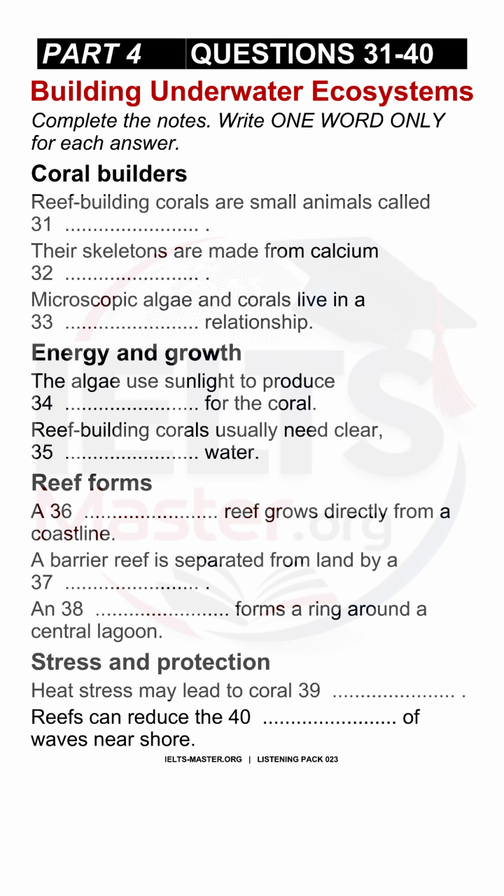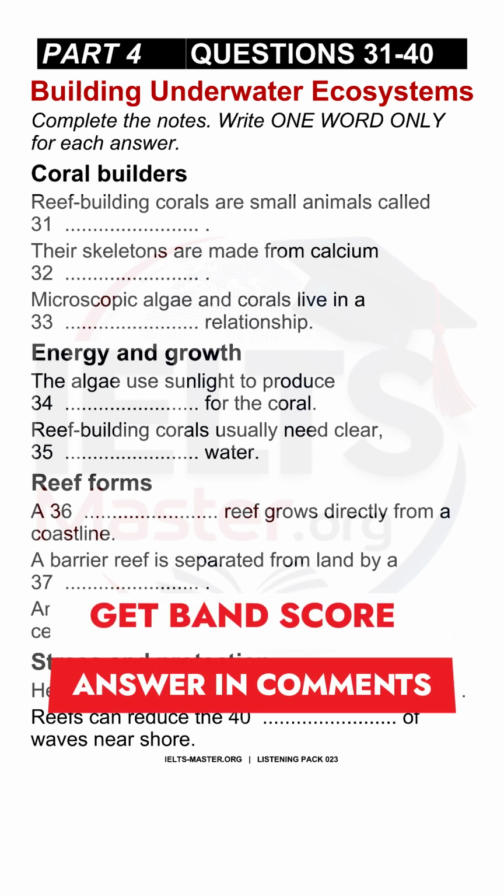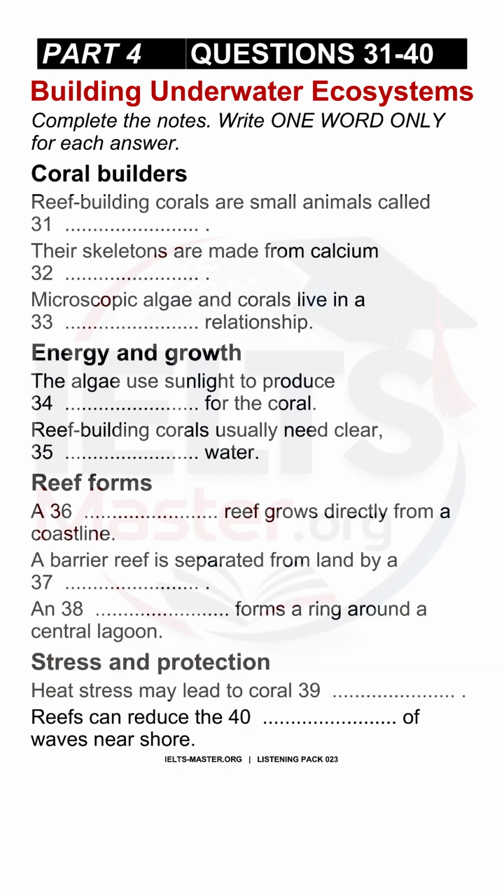A fringing reef grows directly from a coastline or around an island margin. It is the simplest form to visualize because it is close to land and often begins where corals can attach to a hard surface. A barrier reef lies farther offshore. It is separated from the land by a lagoon which may be deep enough for boats to pass through. The gap matters because it changes water circulation, sediment movement, and the kinds of organisms found near the reef.